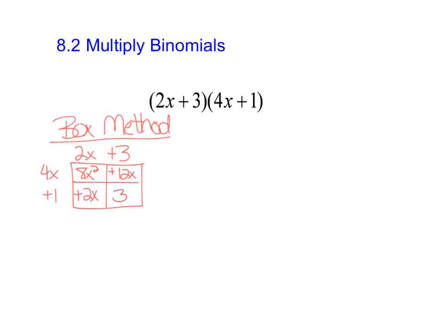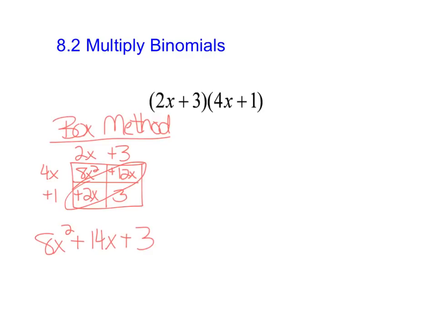So what we notice, we have the 8x squared. That's our highest exponent. We're going to write it first. And what we also want to notice, we have a 2x and a 12x. Those are like terms, right? So 2x plus 12x, when I put those together, I get 14x, and then I've got a plus 3. I check again. There are no like terms. This is simplified. Notice that two binomials here gave me a trinomial. That is often the case. So that's the box method.